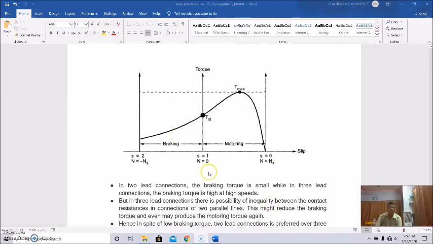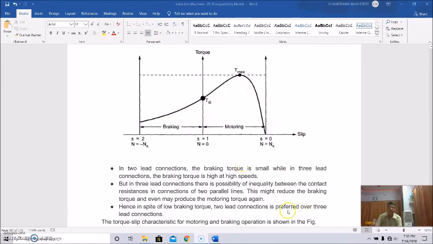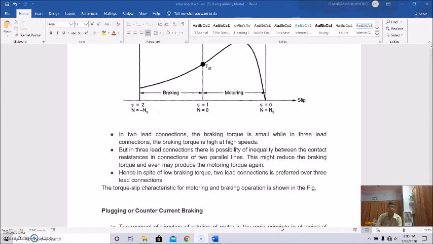This is clear in the torque-speed characteristics. In a 2-lead connection, braking torque is small, while in a 3-lead connection the braking torque is high at high speeds. But in the 3-lead connection there is a possibility of inequality between the contact resistances in the connections of the two parallel lines, and as a result this might reduce the braking torque and may even produce motoring torque again. Hence in spite of low braking torque, the 2-lead connection is preferred over the 3-lead connection.